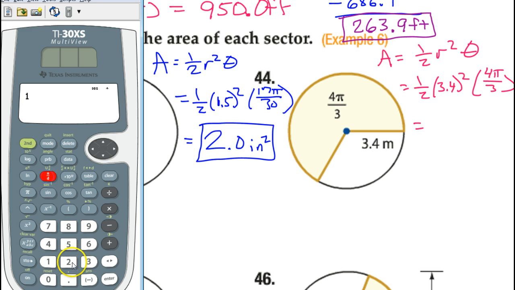If we were supposed to find an exact answer, they probably wouldn't be giving us decimals for the radius. If this were just a 3, then we can square it and get 9, and we could do all this without a calculator. So just be emotionally prepared to be doing these problems without a calculator, because, you know, teachers are mean. So we have 1/2, 3.4 squared, 4 pi over 3.